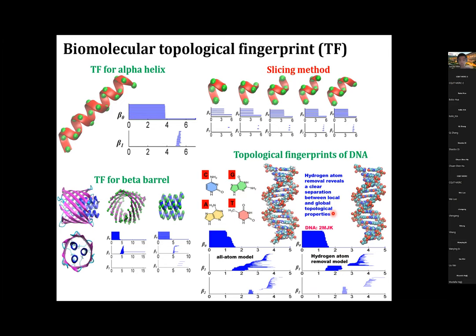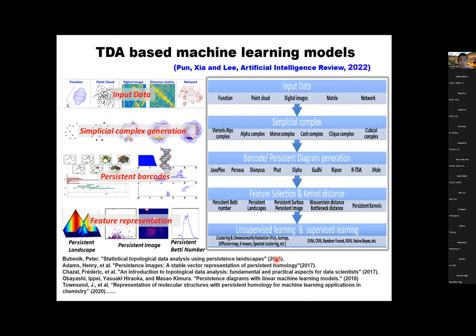And so with that, we can form a general pipeline in TDA-based machine learning models. Basically people extract the Betti numbers or barcodes from the persistent diagram, and people can generate all sorts of features from this persistent barcode. So now we not just have a topological fingerprint or a barcode or a long feature vector. Now we can also convert it to a persistent image or even a persistent landscape. This also helps in using TDA in unsupervised and supervised learning.